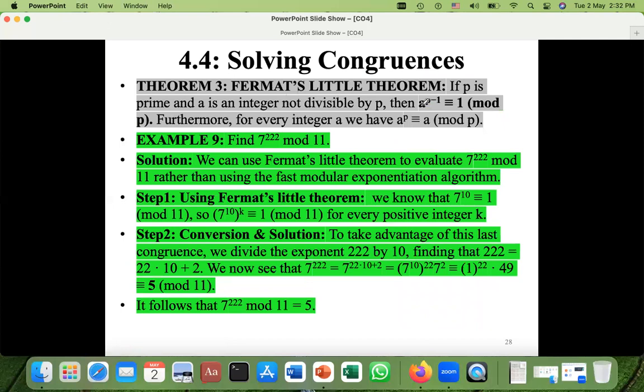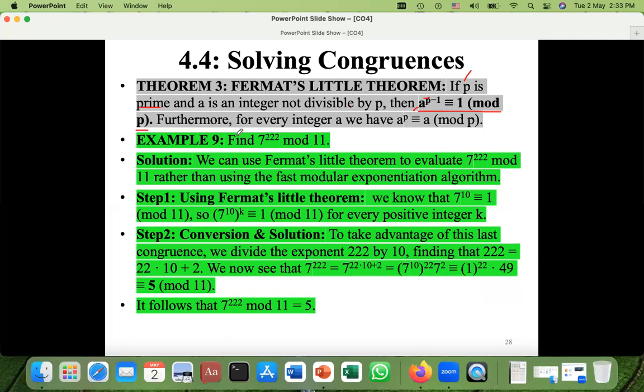Now, the last one, Fermat's little theorem. With this theorem, if there is a number p which is prime, and this is the equation by the way, a raised to the power p minus 1 is congruent to 1 mod p. If that p is prime, then a is an integer not divisible by this p. So you can use that.